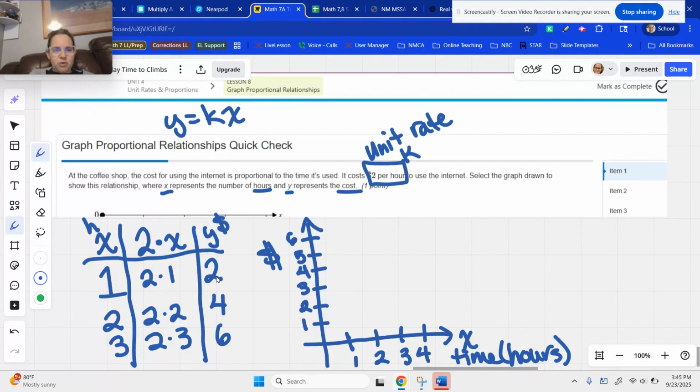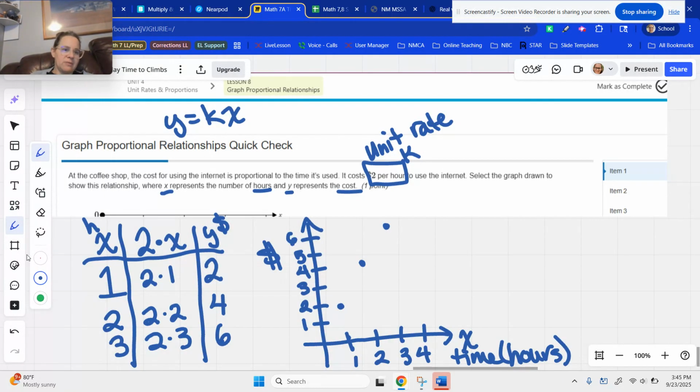Okay, my first point is x is 1, y is 2. That is here. Okay, next one. X is 2, y is 4. That's right here. Next one, x is 3, y is 6. Just like that. All right. And then I can connect those points to make a line.